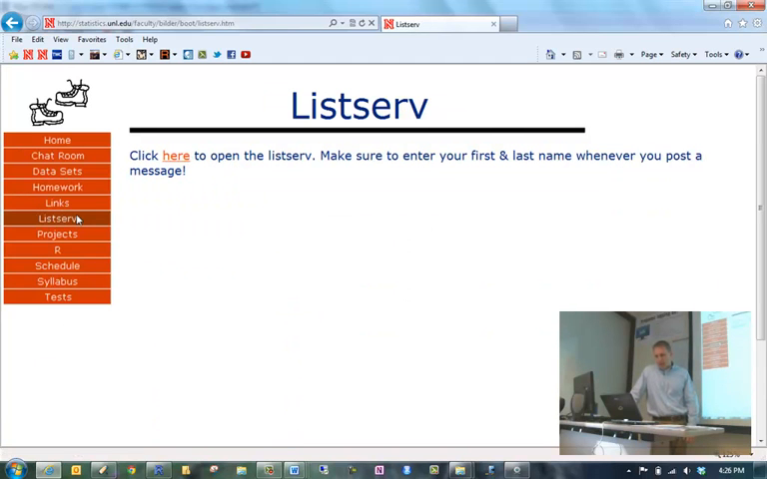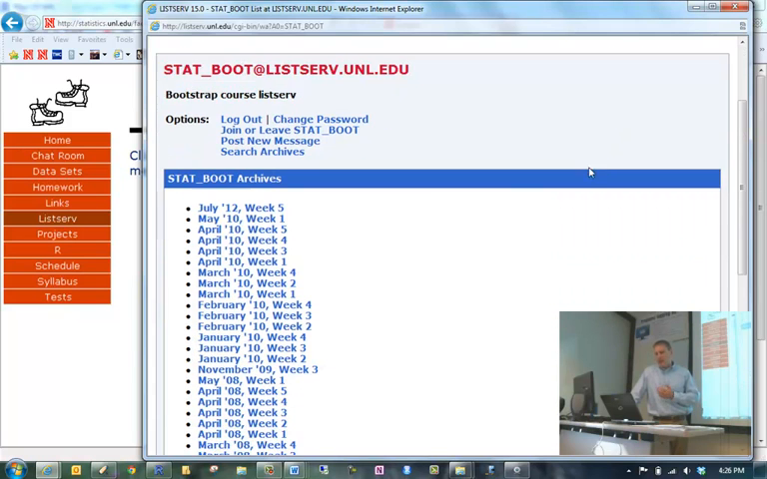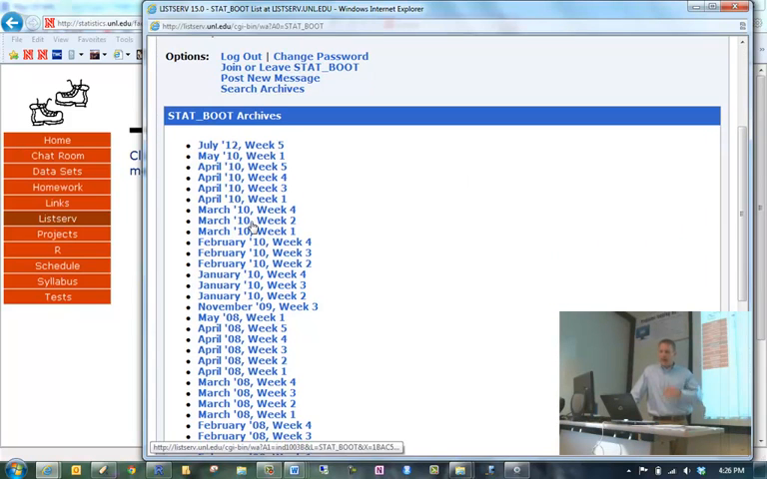Let's talk about the listserv here. I think all of you have experience with listservs before. This is what our listserv looks like in our class. It just gives us a way for all of us to communicate as one group. Basically what you see here looks like a message board archive, and in fact this listserv is very much like a message board.